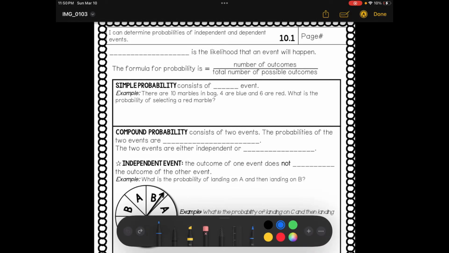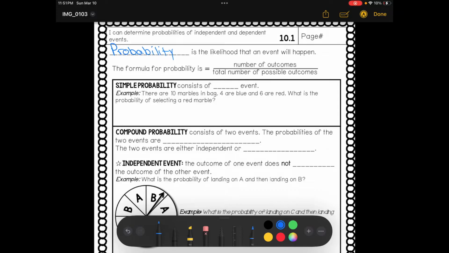Today, we are going to talk about compound probability. First, let's review what probability is. Probability is the likelihood that an event will happen. The formula for probability is the number of favorable outcomes, which is what they're asking for, out of the total number of possible outcomes. We discussed this last week when we talked about simple probability.